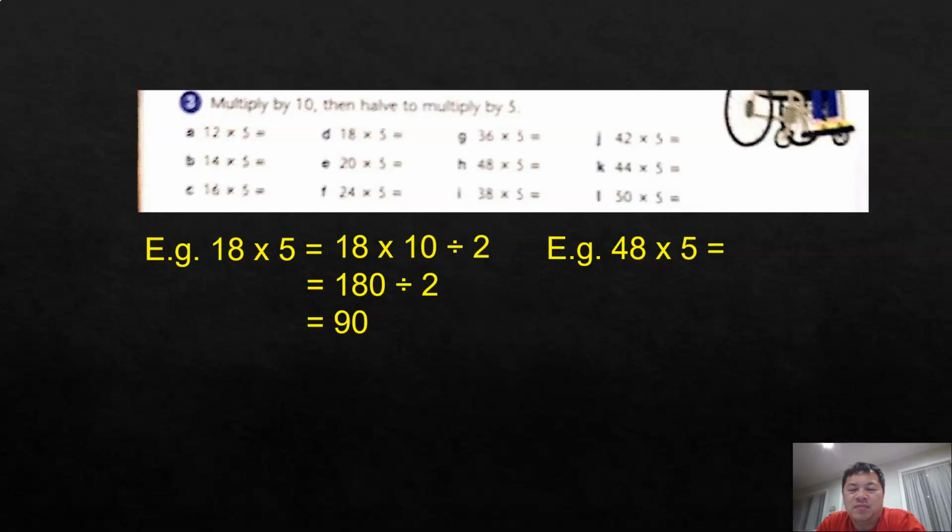So it's using the same technique. Whenever you want to multiply by 5, you just need to multiply by 10 and then divide by 2. So 48 times 10 divided by 2, which is 480 divided by 2, which is 240. I leave it to you if you can use other techniques, but this is one suggested technique that you can use when you want to multiply any number by 5.